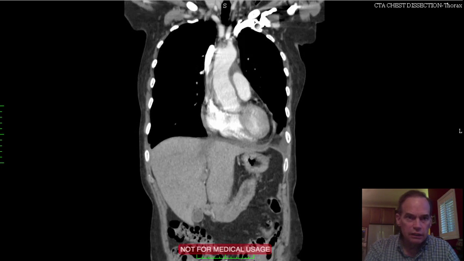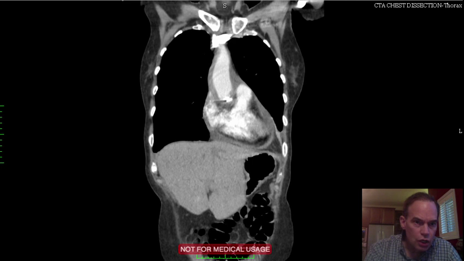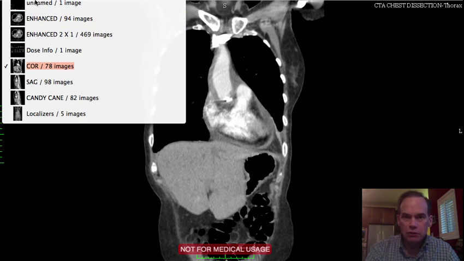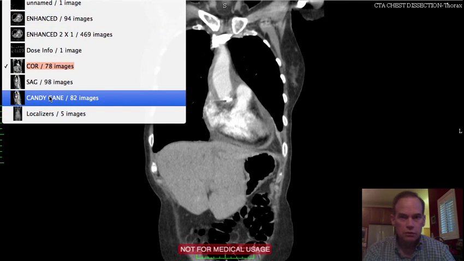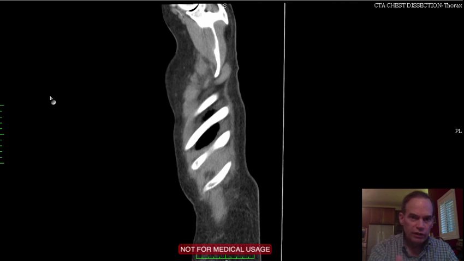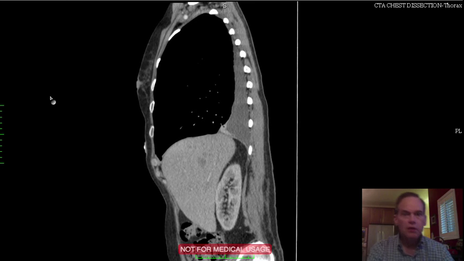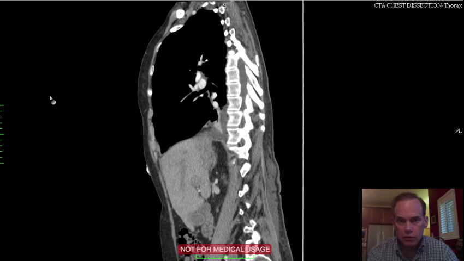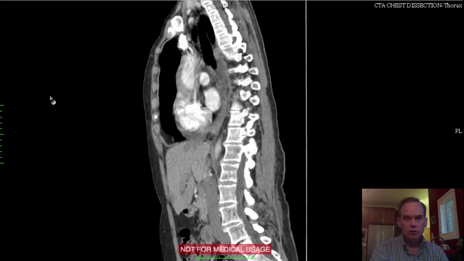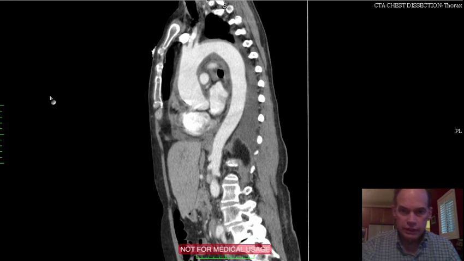Let's see if we can get any luck with the candy cane image. This is designed to be parallel with and superimposed upon the thoracic aorta, so you get a big question mark here. So that is the candy cane effect.